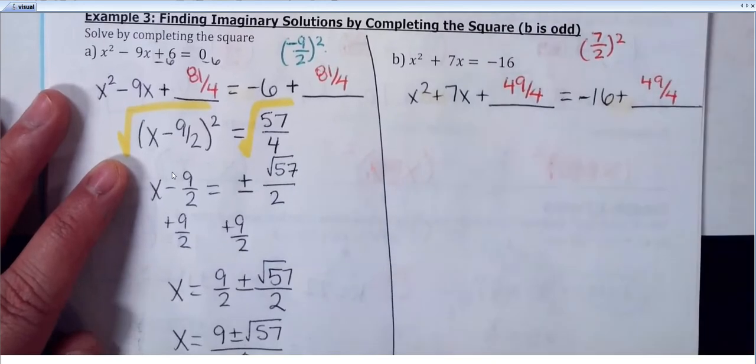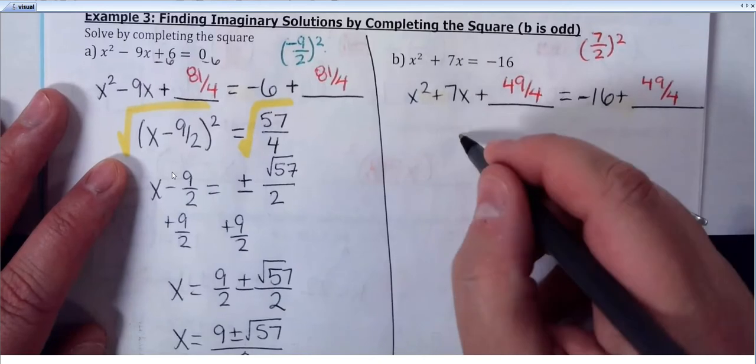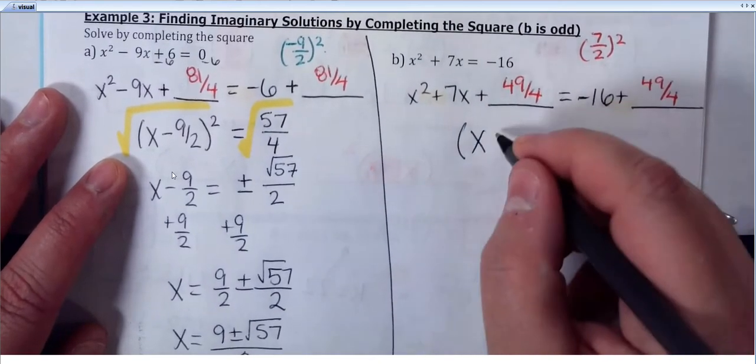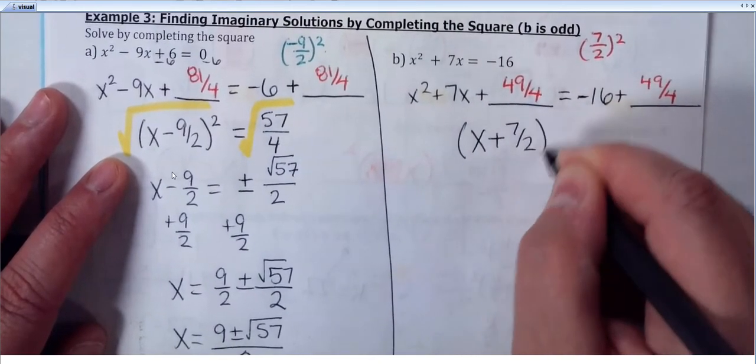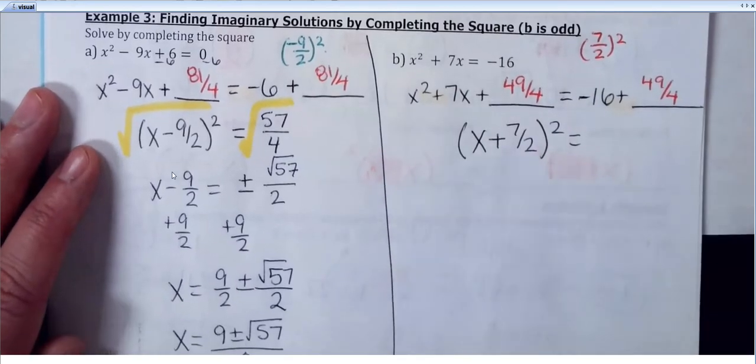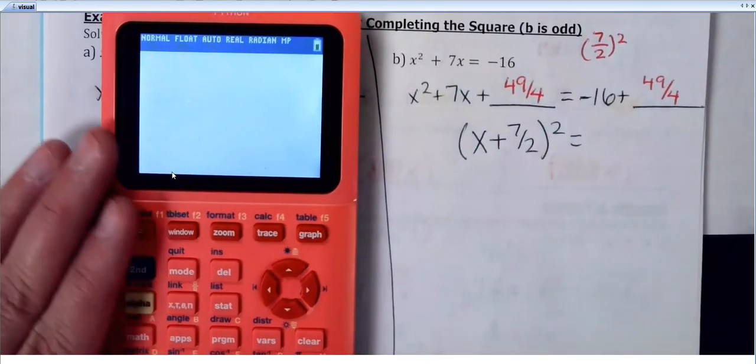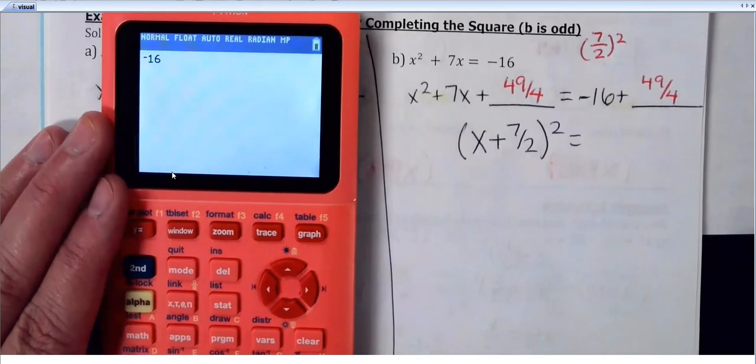Okay, now, on the left, whatever you square, I promise you, that's your factor. So I squared 7 over 2. This should be x plus 7 over 2 squared. Now, I'm grabbing my calculator. You can get a common denominator if you want to do it that way too. I'm just trying to save some time.